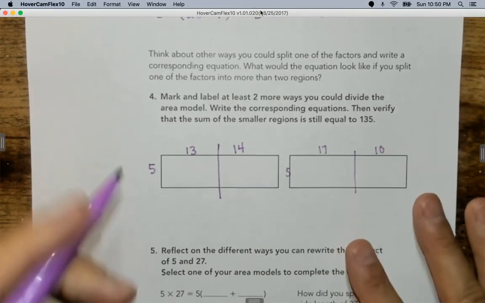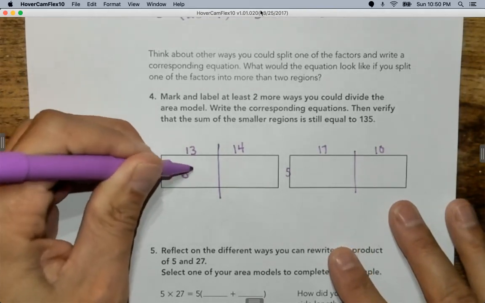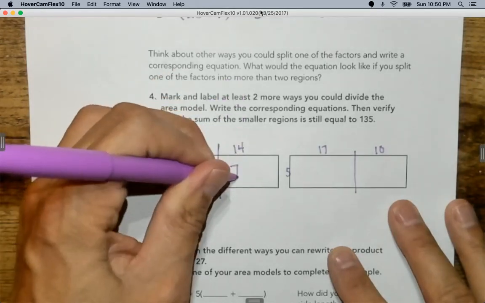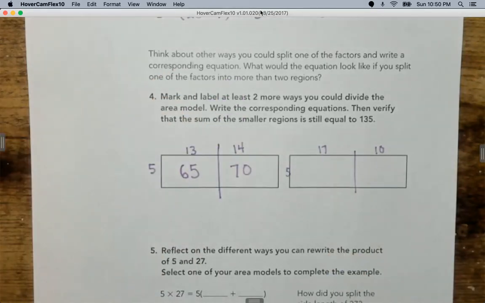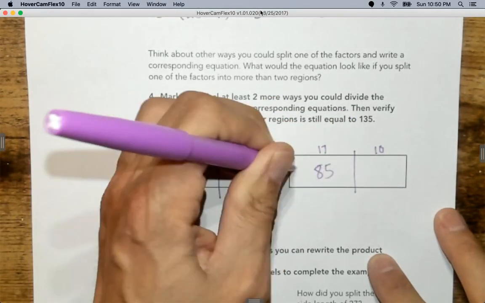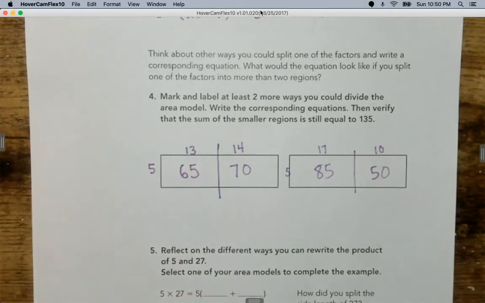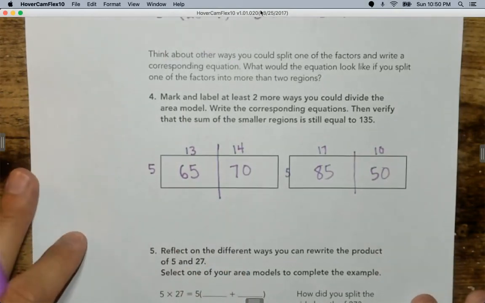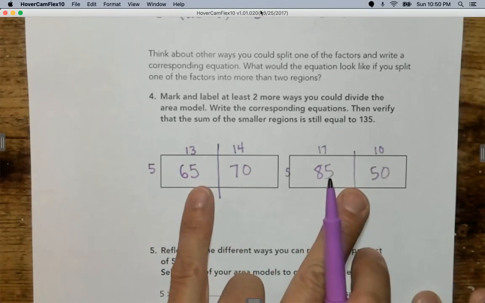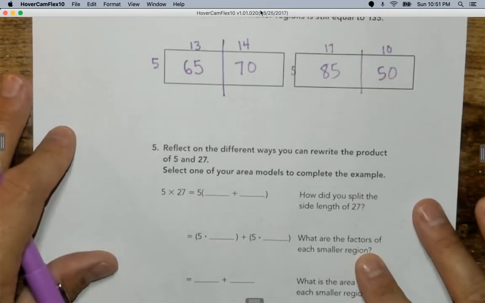If we're filling this in, 13 times 5 would be 65, and 5 times 14 would be 70, and 5 times 17 would be 85, and 5 times 10 would be 50. And you could have done a whole bunch of different ways to do this, but I just chose 2. We put several of these, I believe we put 4 different options on the board for you guys to choose from for this.